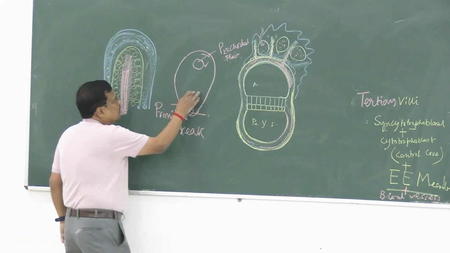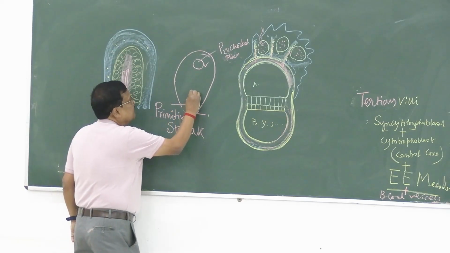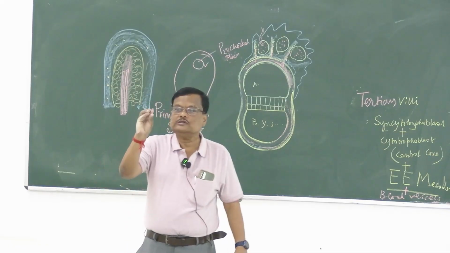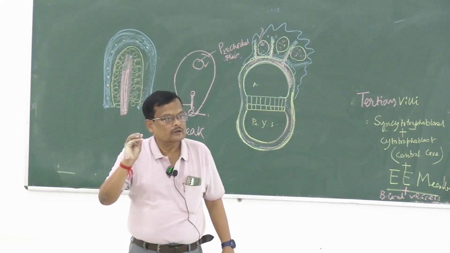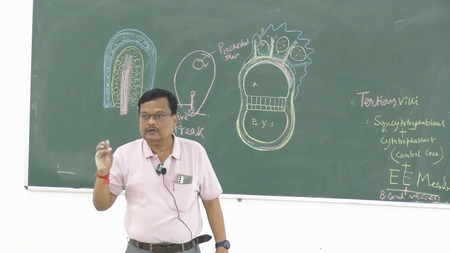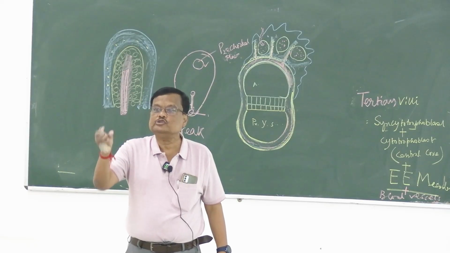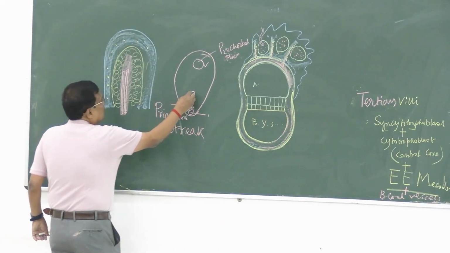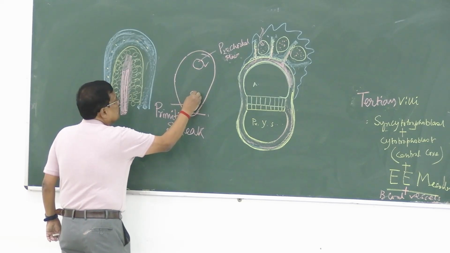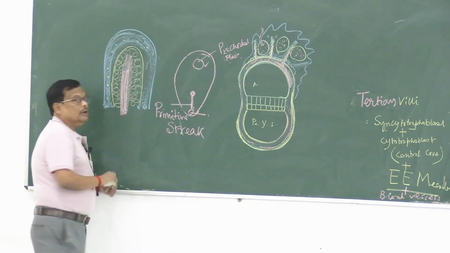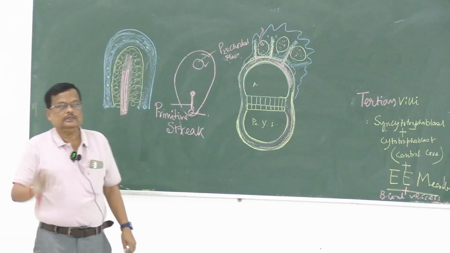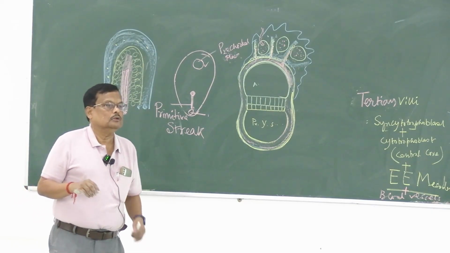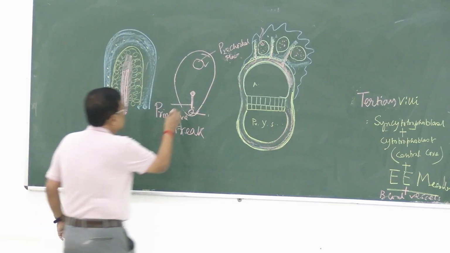This head end of the primitive cell again become proliferate. Proliferate means what? Mitotic division occurs and more cells are accumulated. We call it proliferation. Proliferation means cell division. So this head end, these cells become proliferated, make a globular. Globular means ki? Circular, thickened area. We call primitive node.